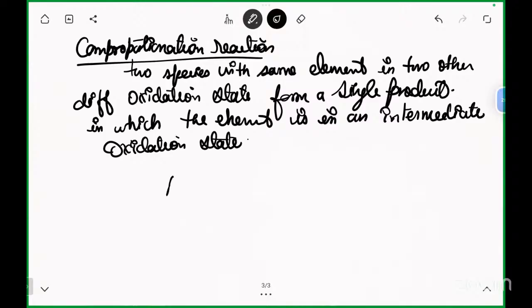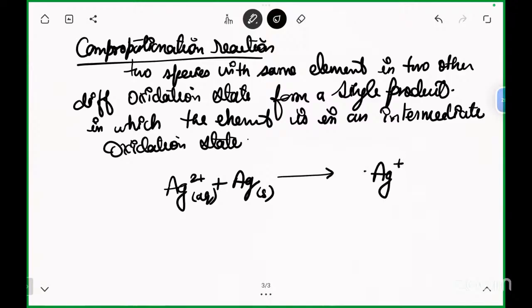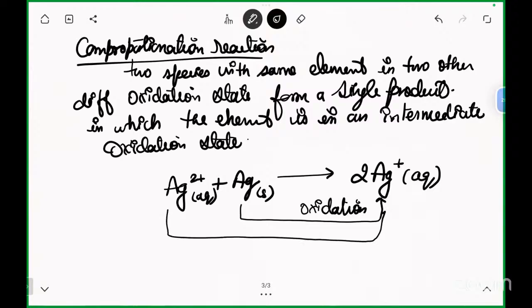Simply, we can say Ag2+ in the aqueous form plus Ag in the solid form, when they react, give out 2Ag+ ions in the aqueous form. In this reaction, you can see Ag solid is converting into Ag+. This is oxidation. And Ag2+ is again converting into Ag+. This is reduction. So both things are occurring in the same element. That's why this reaction is called a comproportionation reaction.